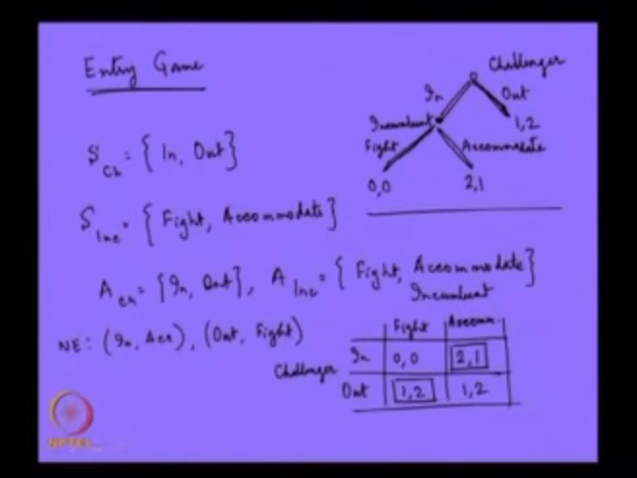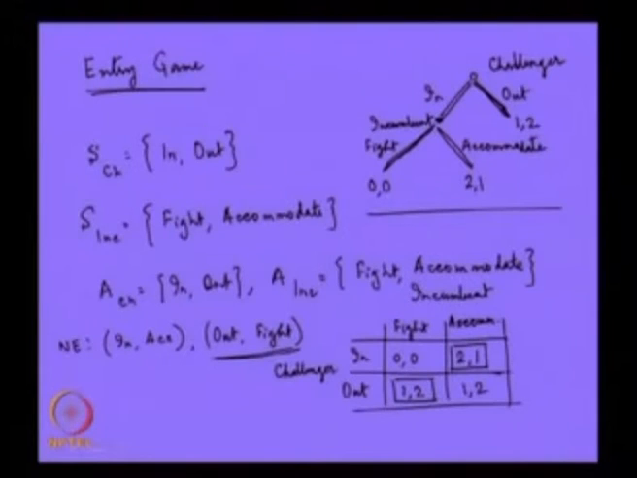What about out fight? Basically, we are talking about this out fight. Now, here what is the payoff to the player challenger? He is getting 1, because we are basically here after this terminal history out. So, the challenger is getting 1, the incumbent is getting 2.